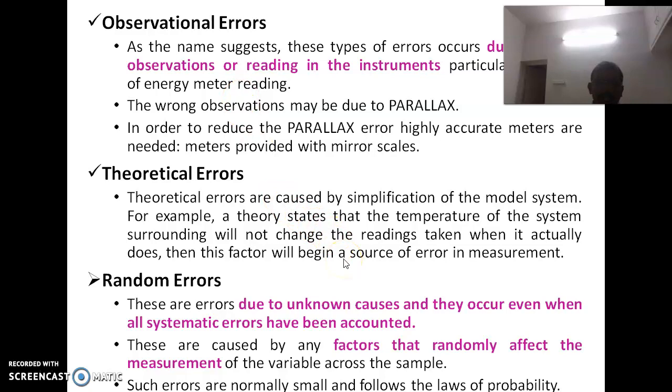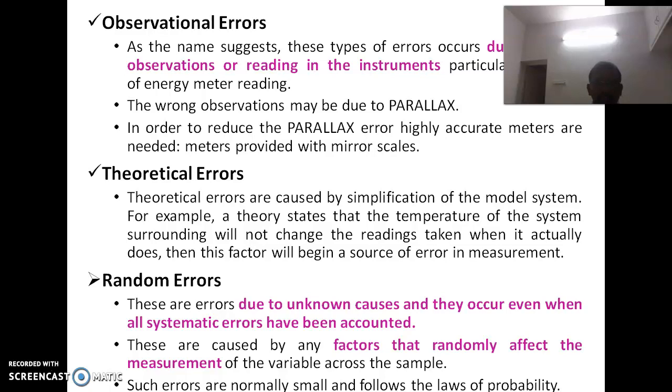Then theoretical errors, due to wrong calculations when converting one factor into another factor. For example, a strain gauge is used to measure force. When a force is applied on the strain gauge, it converts it into a change in resistance, and this resistance is converted into voltage, which is again converted into some digital values. If there are any errors in this conversion, that is called theoretical errors.